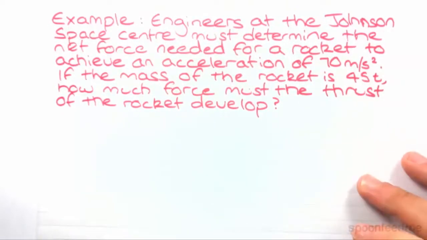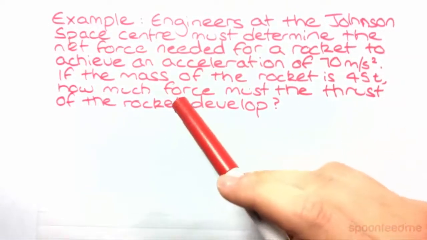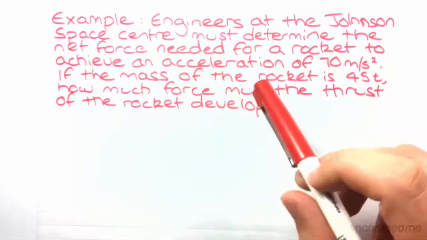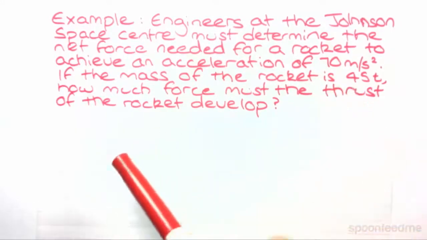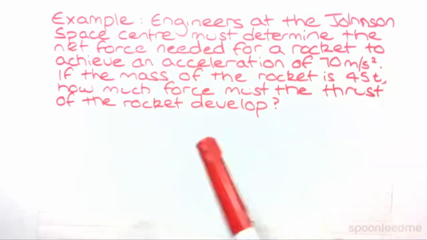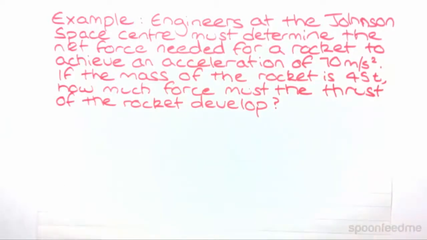Engineers at the Johnson Space Center must determine the net force needed for a rocket to achieve an acceleration of 70 meters per second. If the mass of the rocket is 45 tons, how much force must the thrust of the rocket develop? Right, so how we usually answer these questions is we do something called a free body diagram.